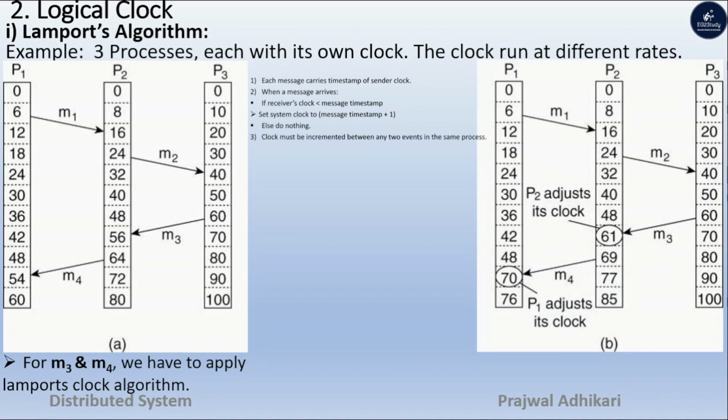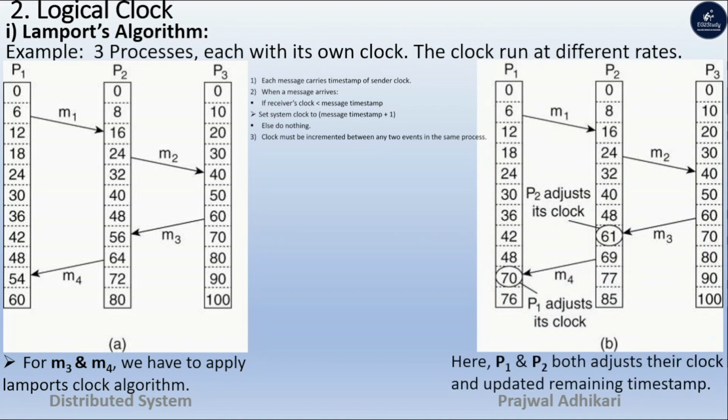By using Lamport's algorithm, we adjust the clocks of P1 and P2. Here by making 60 plus 1, we adjust P2 to 61. Here it is 69, so 69 plus 1, 70. By making it 70, we adjust the clock. The clock must be incremented between any two events in the same process.